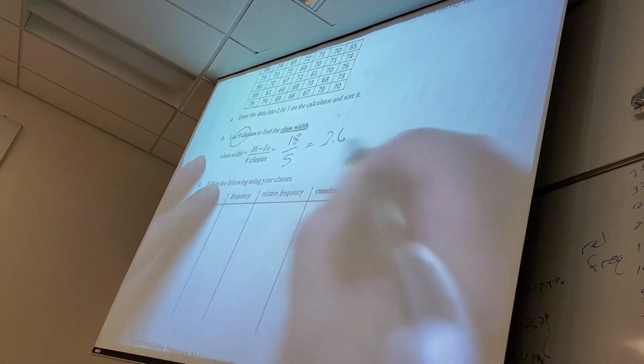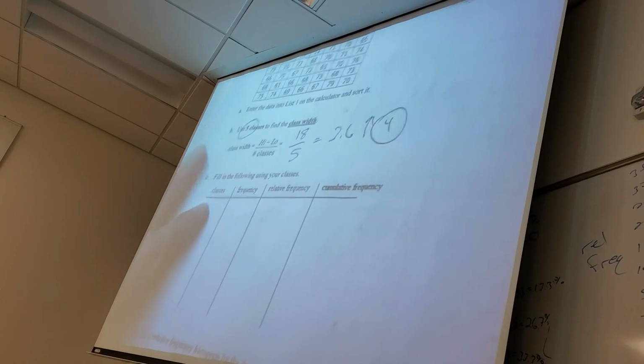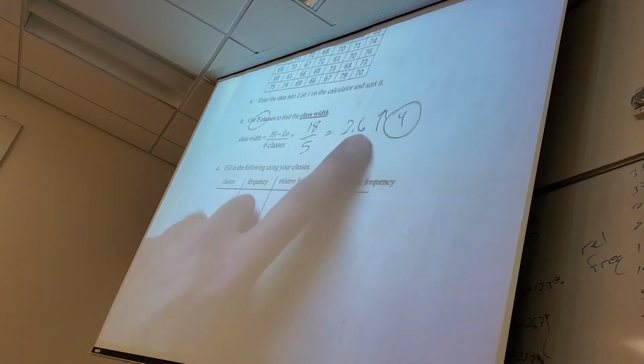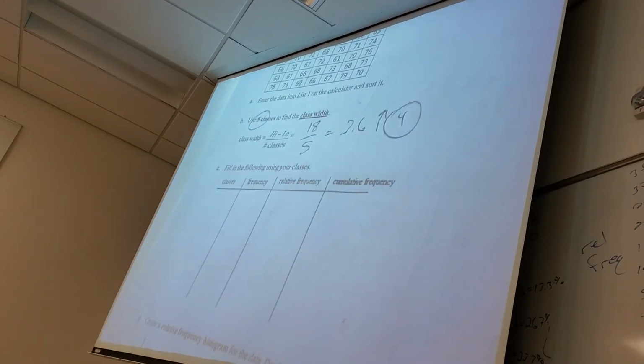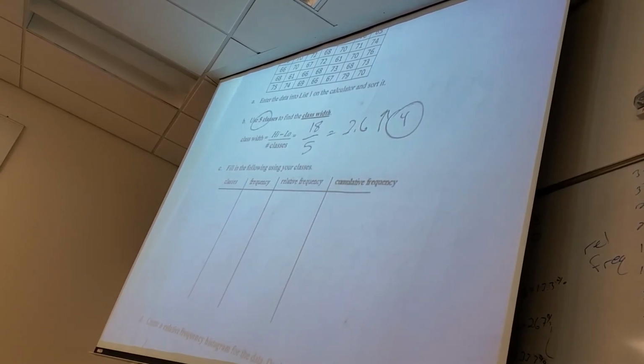18. And I told you to use 5 classes. So that's 3.6, round up to 4. If you don't show me this work... I was almost going to wear my "show your work" shirt, but I figured I'd wear that on Monday or Tuesday. If you just do 18 over 5 and then you go over here and you make 4 the width, you're like, wait a minute, where'd that come from? So you've got to finish that out for me.